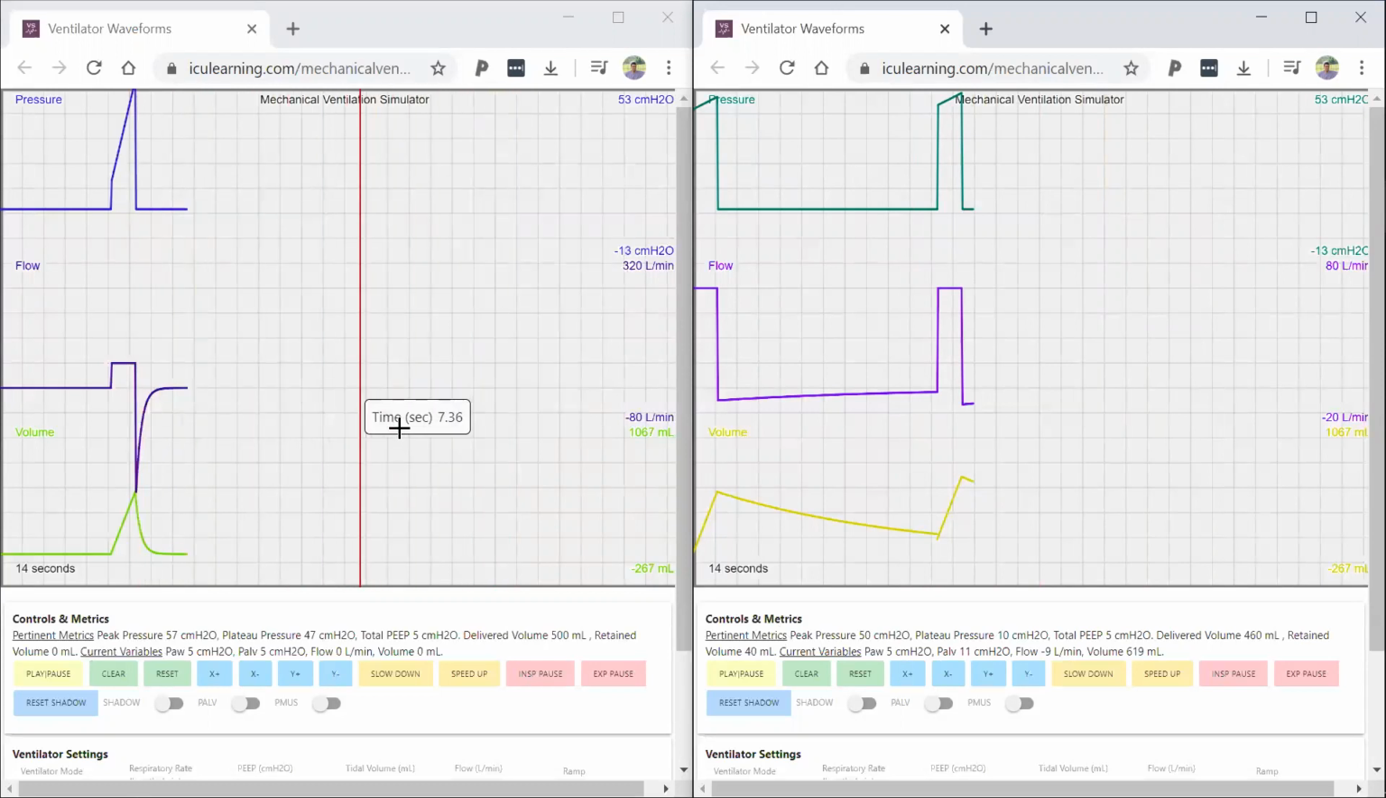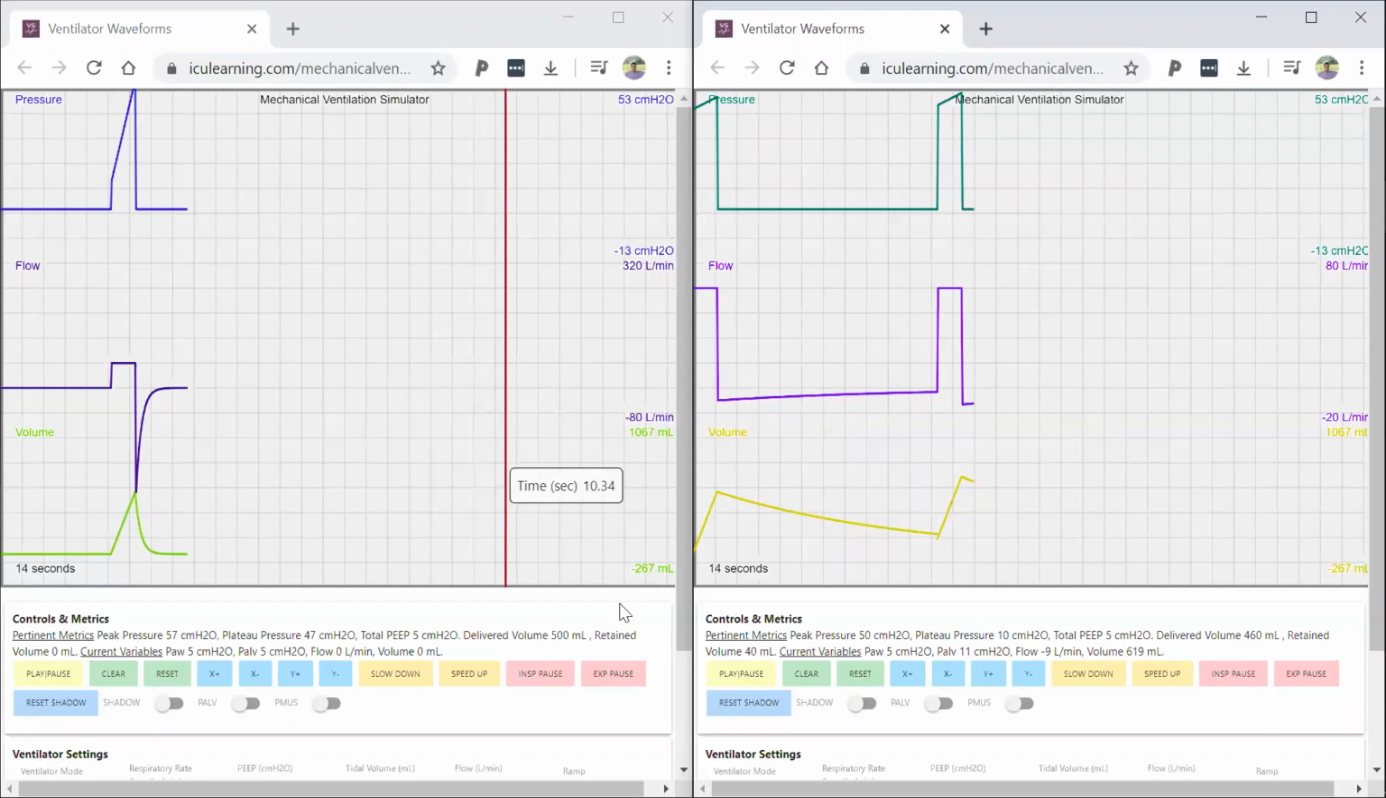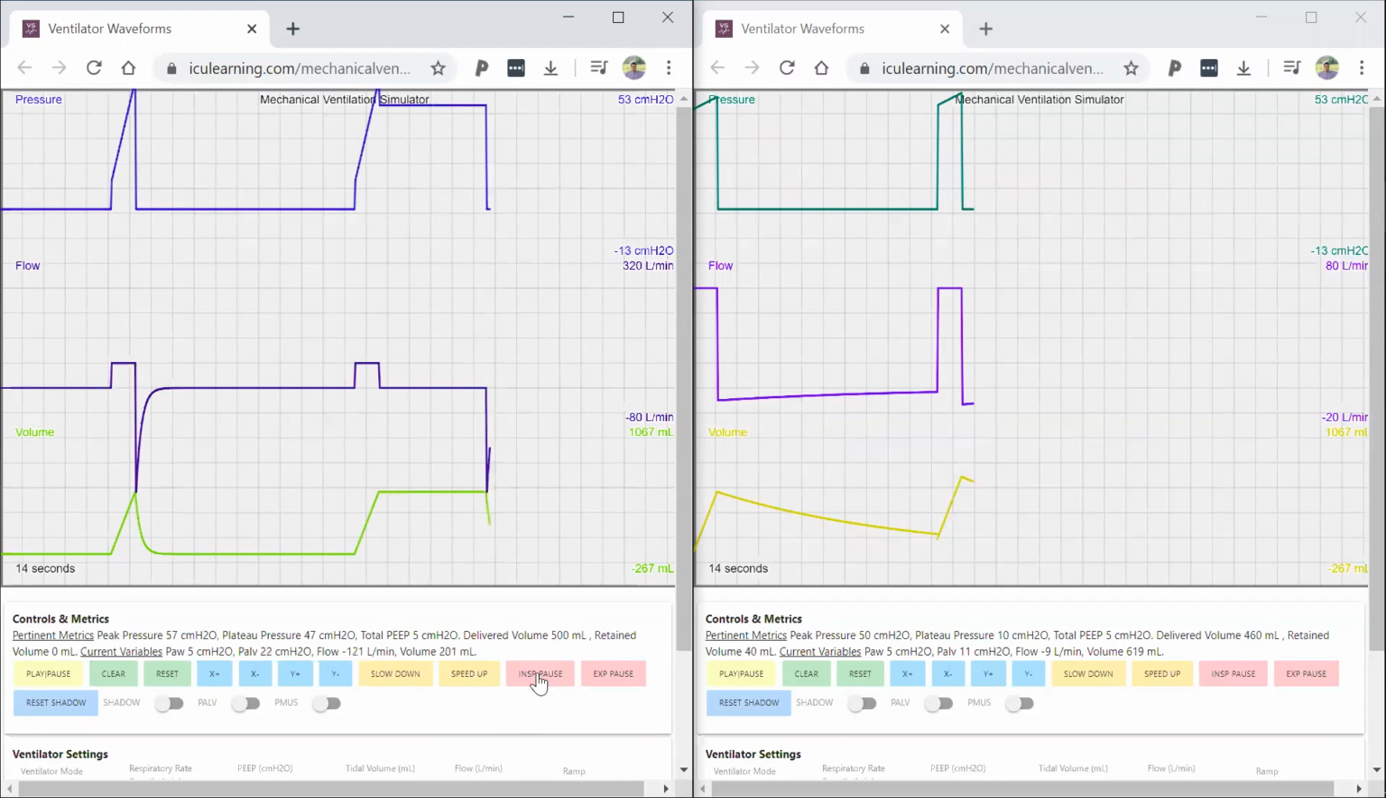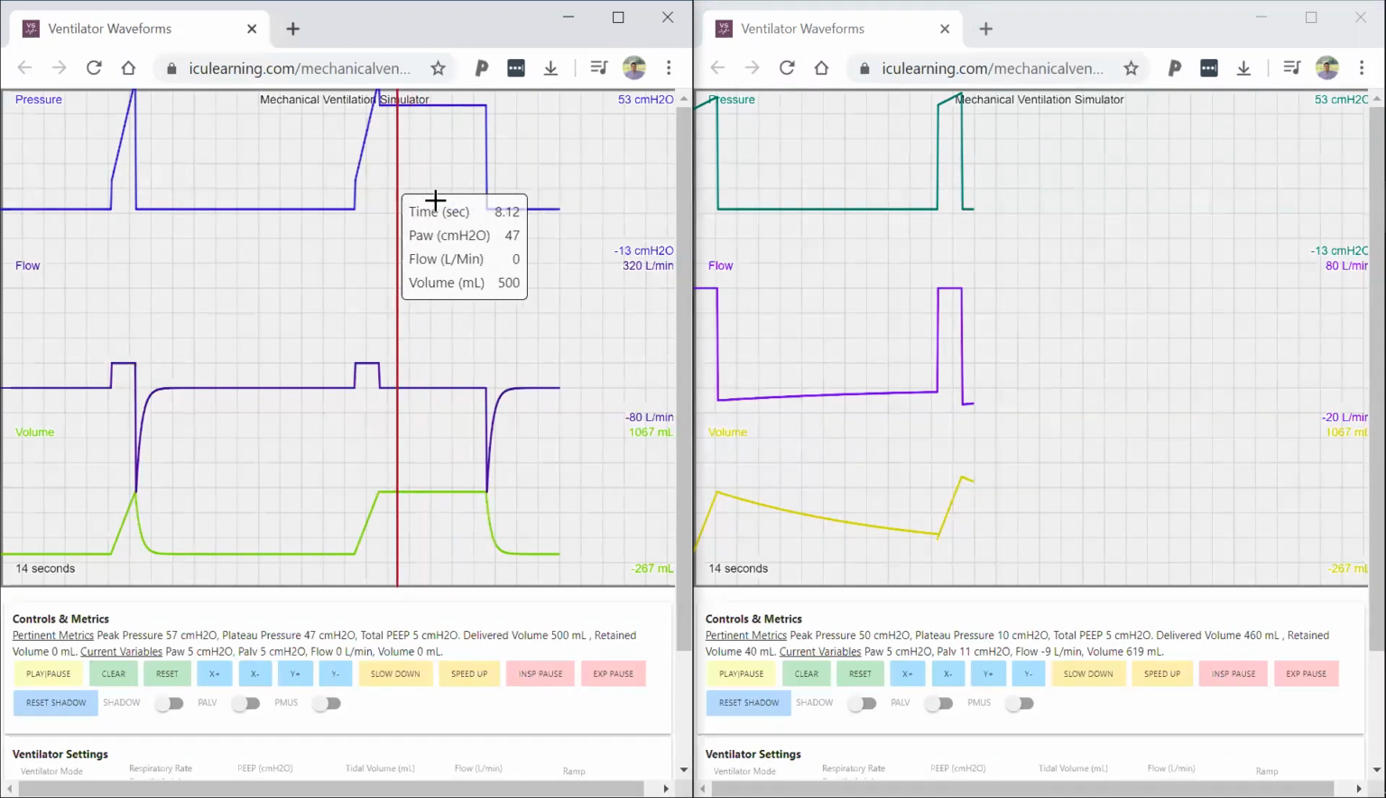So let's go ahead and check the plateau pressure. Again, remember, in order to check a plateau pressure, the patient should be well sedated, relaxed, with no intrinsic respiratory effort. You check the plateau pressure by doing an inspiratory pause. So you click inspiratory pause, and then you wait until you get that flat line. I'll let go now, and then I'll pause the simulation. Note that flat line represents the plateau pressure. It's a flat line, and hence the name plateau.